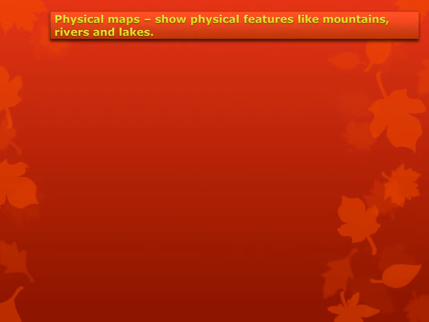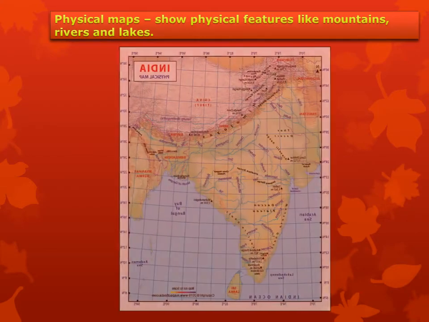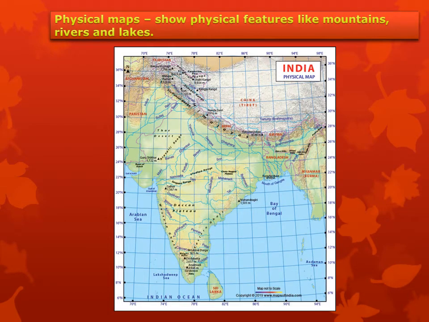Next we have physical maps. Physical maps show physical features like mountains, rivers and lakes. Here you can see a physical map of India and it shows the mountains, rivers. So this is a physical map of India.